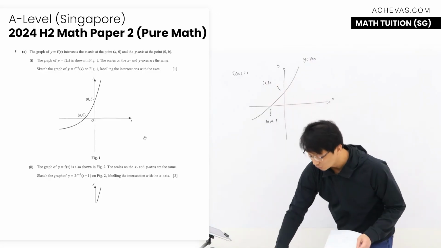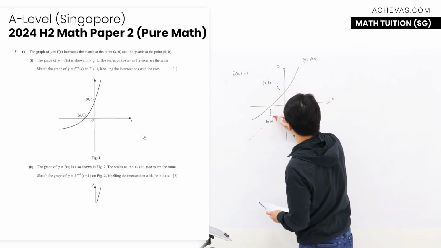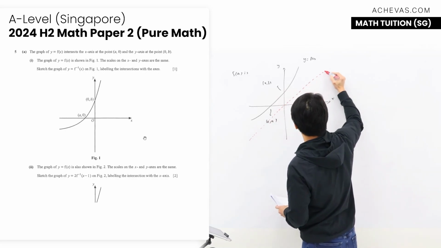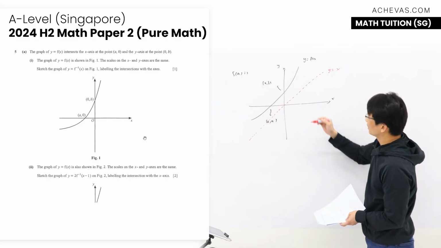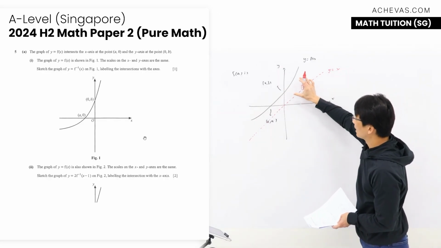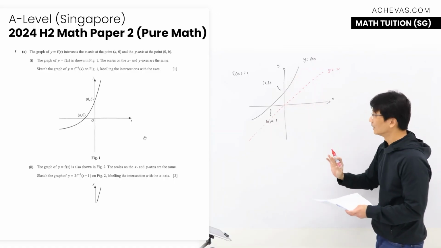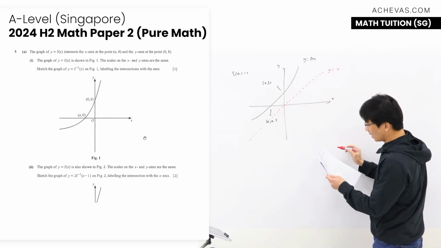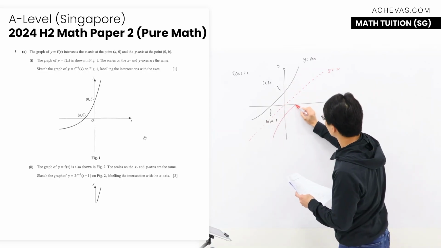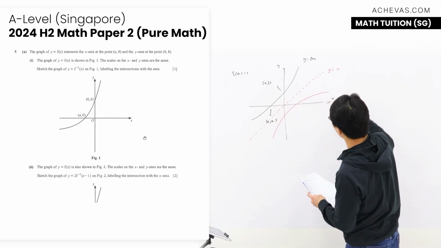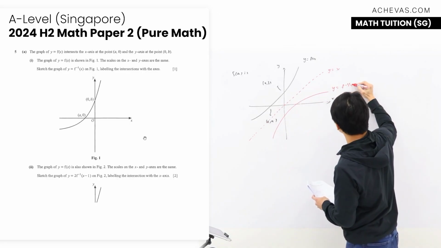Okay, I'm going to include the y equal to x line here, to show that for f inverse x, the graph is actually obtained by doing a reflection of my f(x) about this particular line here. Then it will look something like this, which is symmetrical about the y equal to x line. This is y equal to f inverse x.